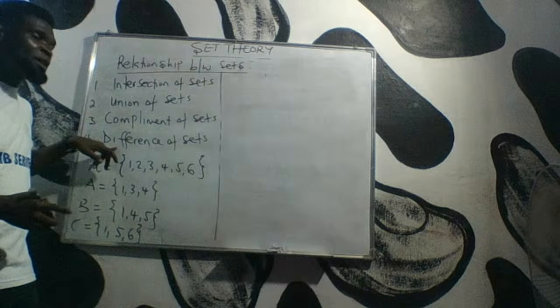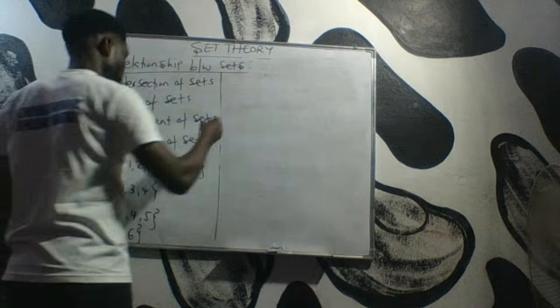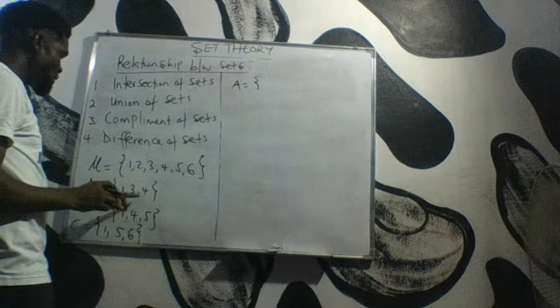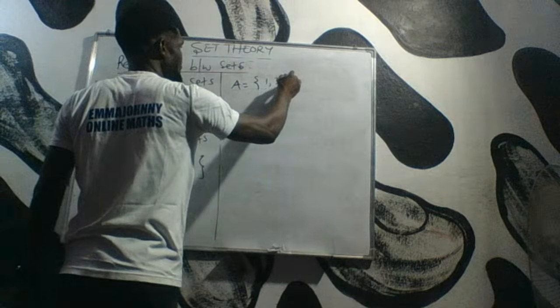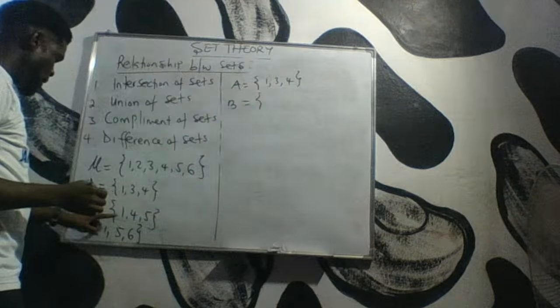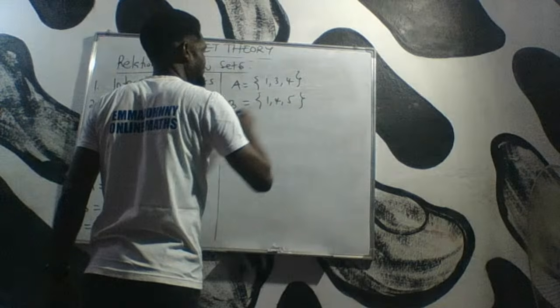But difference of sets is between two sets. So let me use A and B. The elements of set A, for instance, are 1, 3, and 4. The elements of set B are 1, 4, 5.